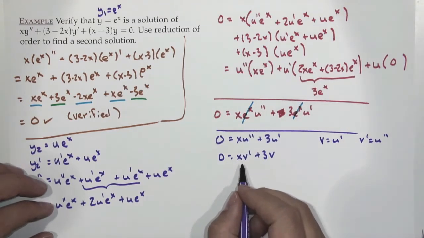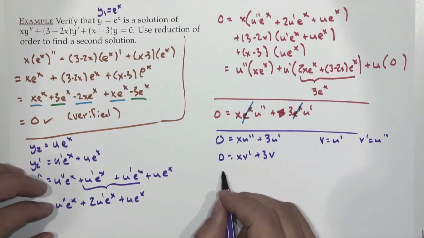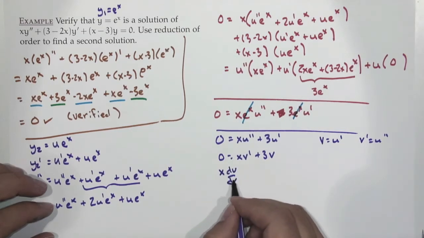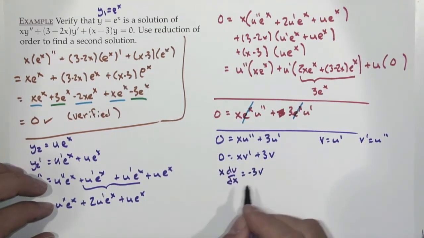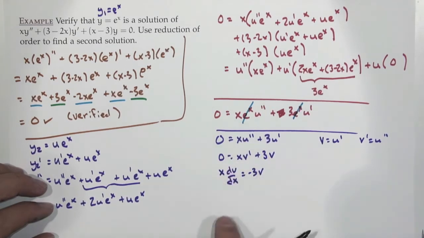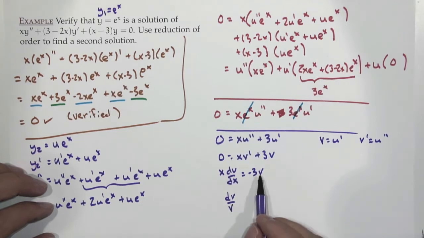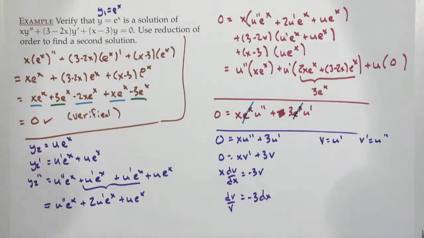So we could write it as x dv dx equals minus 3v. So I'm just moving the 3v across. And then move things around, dv over v is equal to minus 3 dx over x. Good, thank you. That was a very dramatic pause. Just checking.